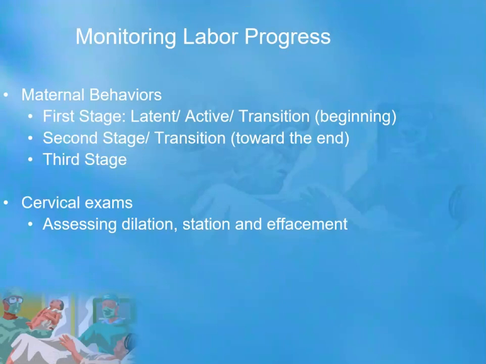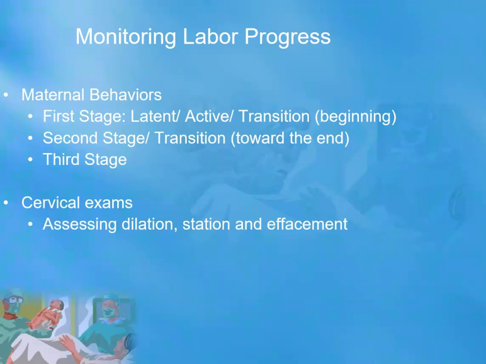So let's review a little bit what we talked about maybe the last lecture or two. Monitoring labor progress. So how do we do that? Of course, we're going to look at the stages of labor, and we're going to decide what stage or phase, because the first stage actually has 3 phases involved: the latent, active, and transition. The second stage, the third stage, and actually there is a 4th stage. Again, it is from the delivery of the placenta to the first 4 hours postpartum. We look at maternal behaviors, and of course, the cervical exams tell everything about where we are with the stages.